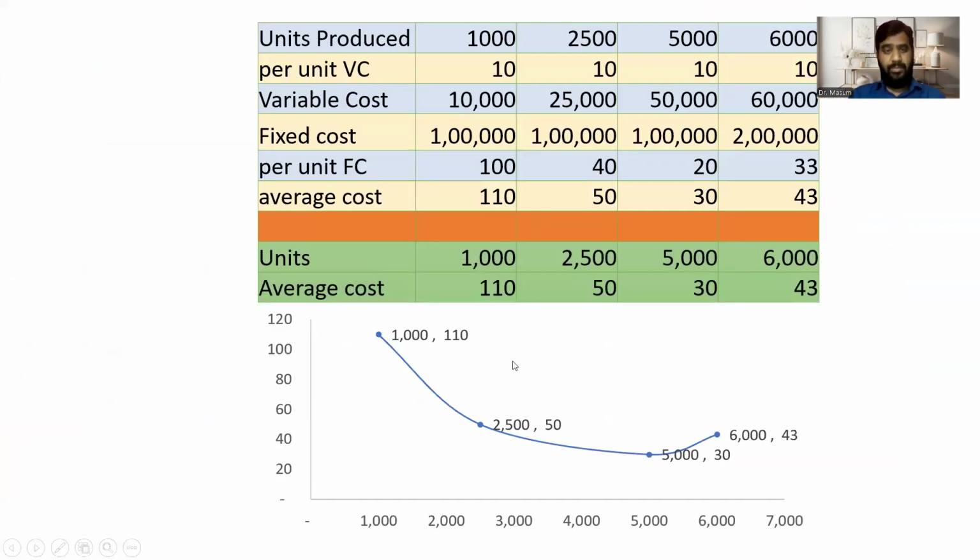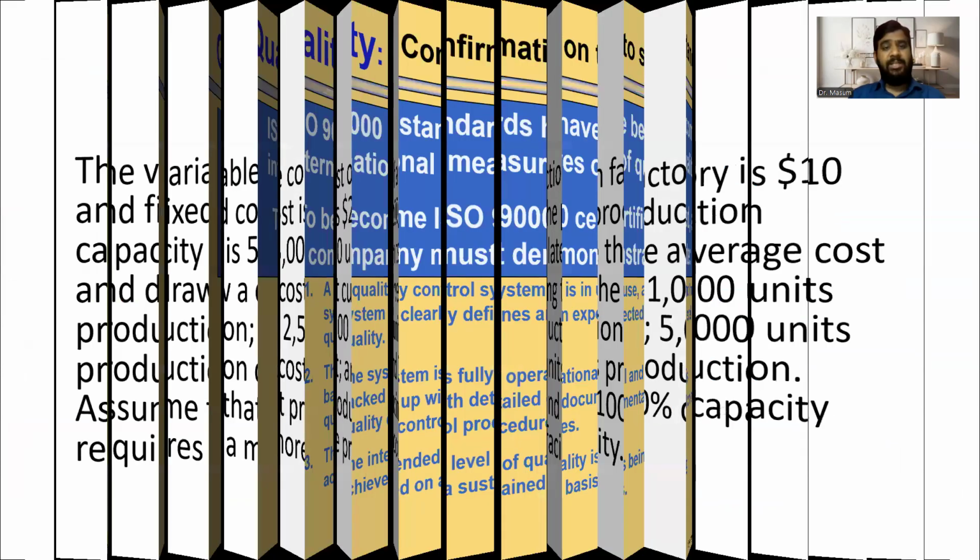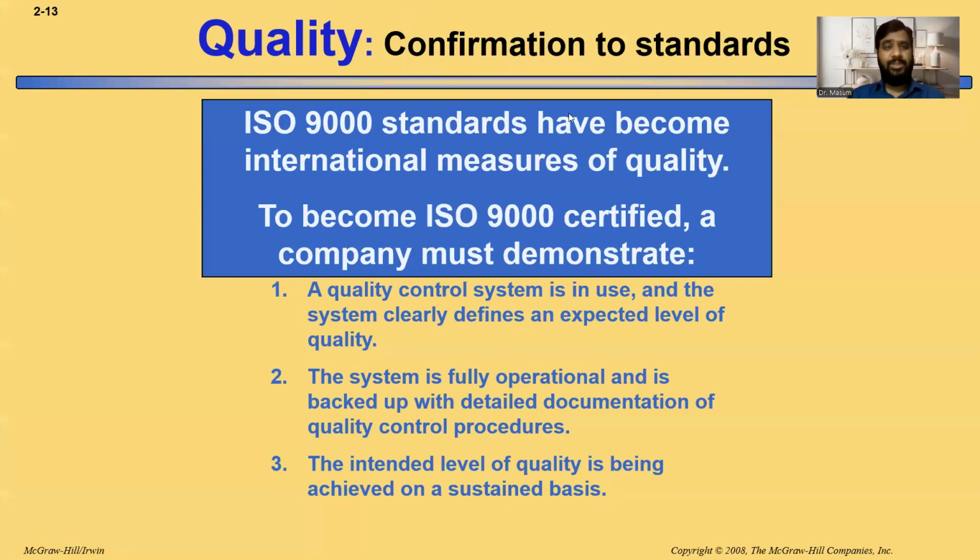So the operations manager is concerned with cost. The operations manager is concerned with quality. And regarding quality, maybe you will find an ISO 9000 certified company. ISO 9000 certified company means that the company has a quality management system. So ISO, the International Standardization Organization, ultimately certifies the system.